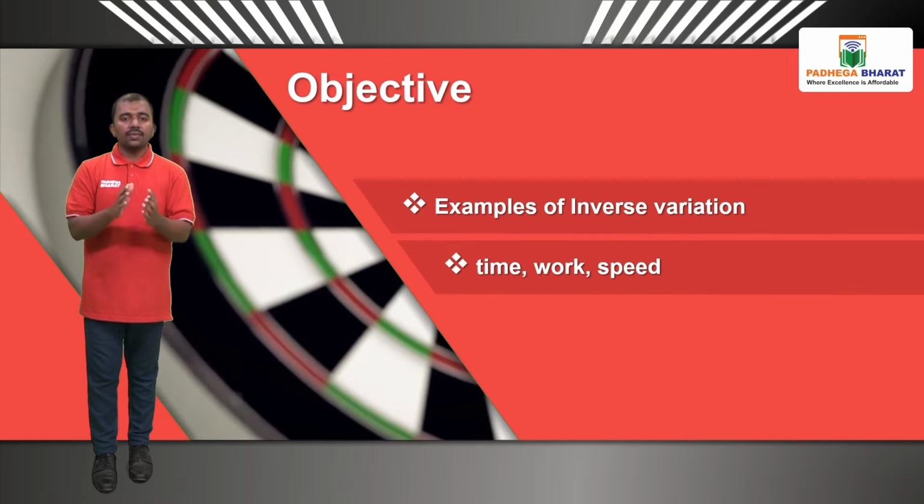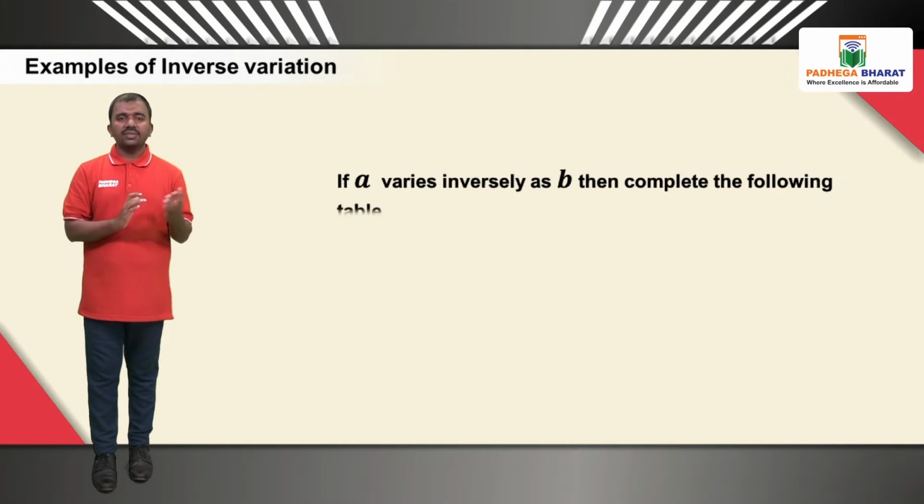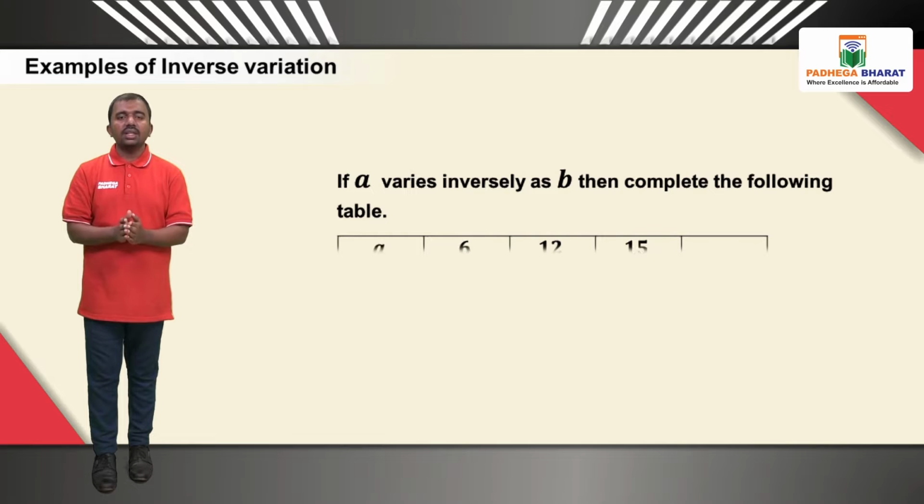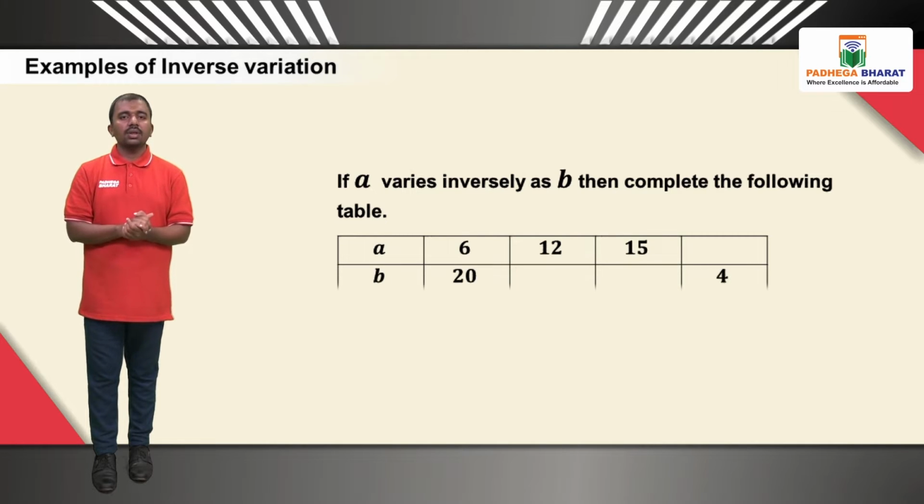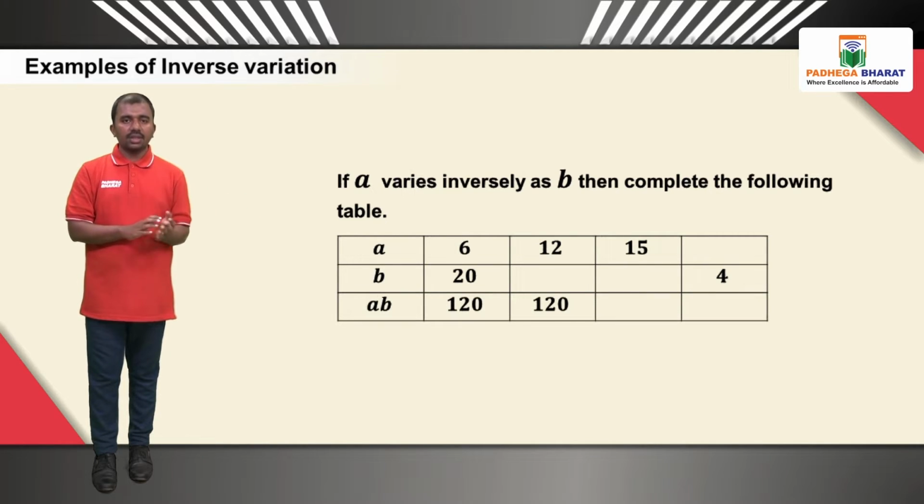If A varies inversely as B, then complete the following table. In the first column, the A value is 6 and the B value is 20, and AB is equal to 120. But in the second column, if you see, A is equal to 12 and AB is equal to 120, what will be the value of B? Yes, the value of B will be 10.